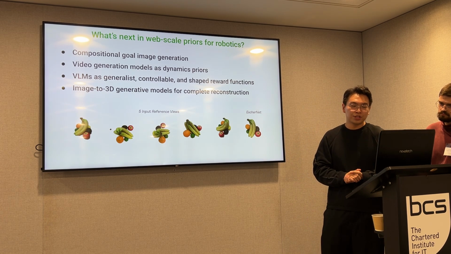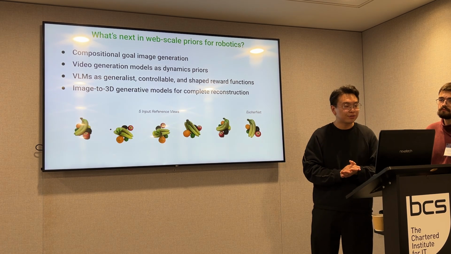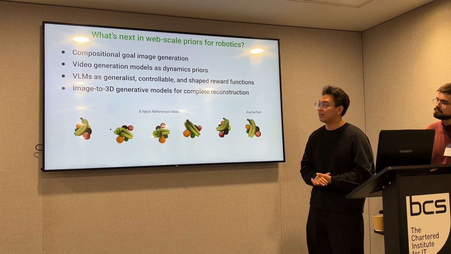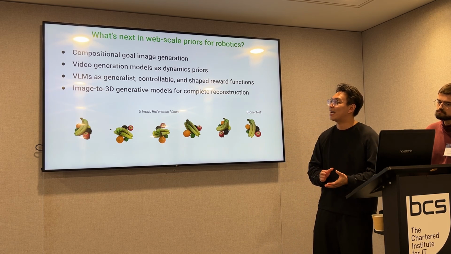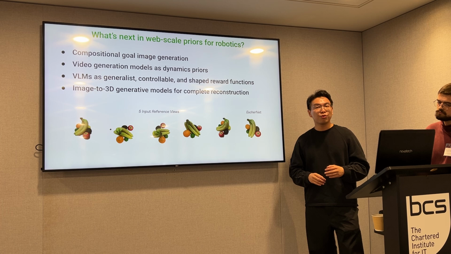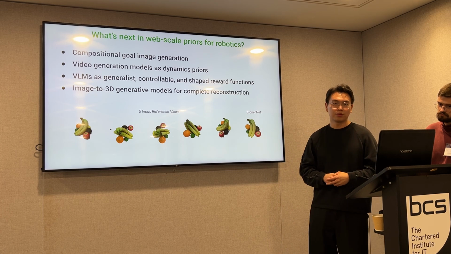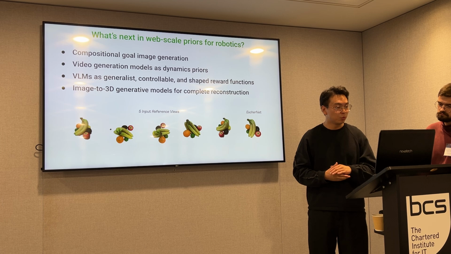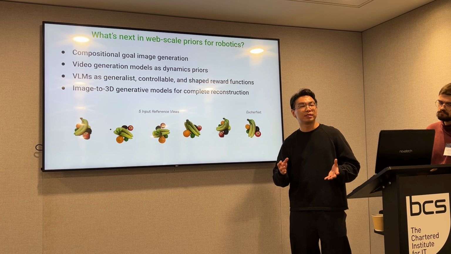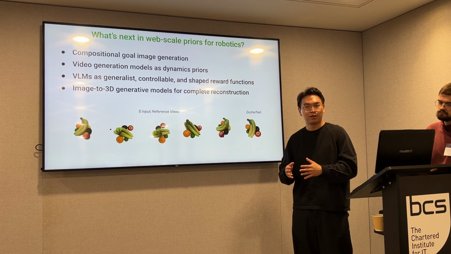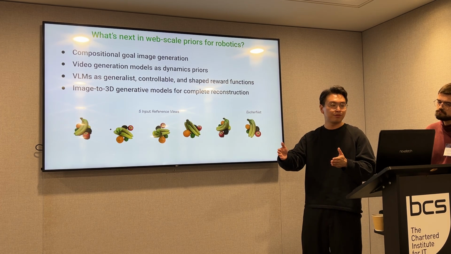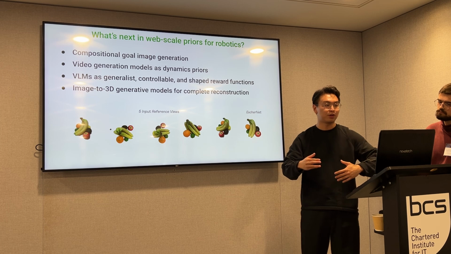So if a large video generation model can work properly, it can give consecutive sub-goals and we can easily extract actions from them. And third, in some RL settings, vision language models can also serve as a generalist, controllable way to shape the reward function. And lastly, image-to-3D generative models can also be super useful in robotics, which is also something we are currently investigating. Most of the time, we cannot really reconstruct the whole scene or object due to the lack of image inputs or some occlusions. However, these image-to-3D models can provide additional information about what the object should look like from these missing views.